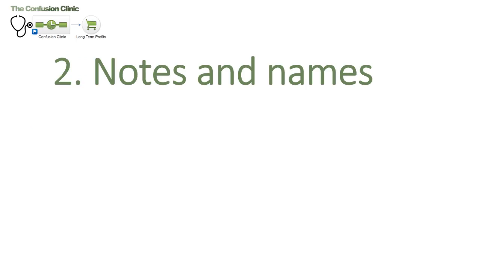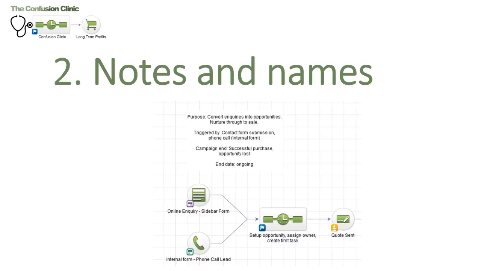The second idea I think you should take on is giving your goals and sequences really descriptive names and making use of notes on the campaign builder. So something that I do on all of my campaigns is I include a note in the top left that explains what the purpose of the campaign is, what triggers the campaign, what the end point of the campaign should be, and if relevant, what the end date of the campaign is.